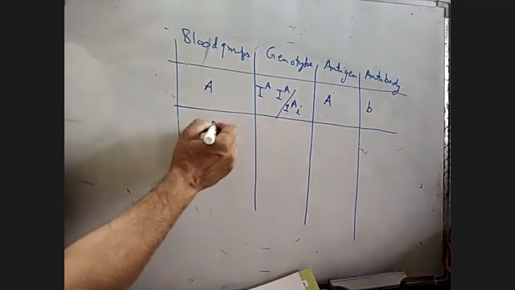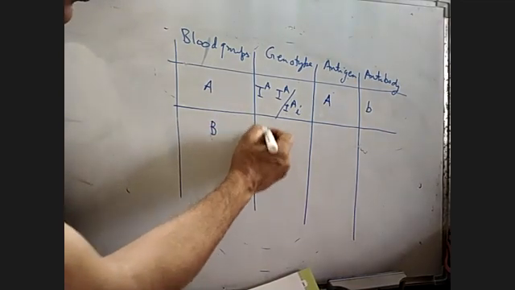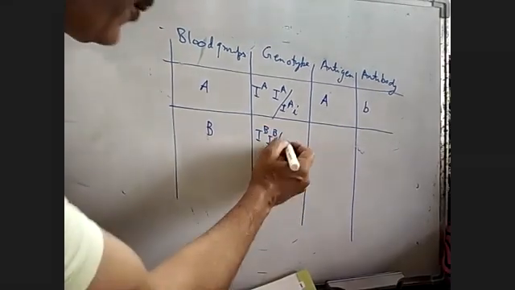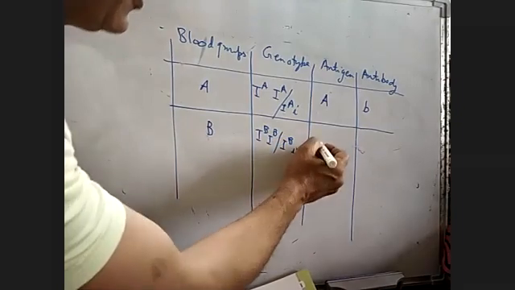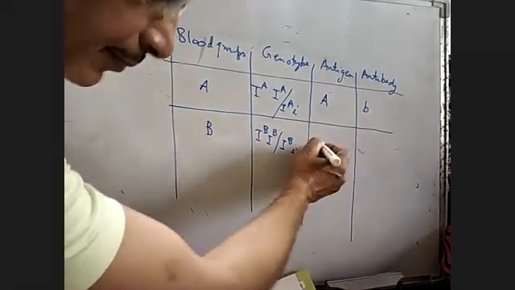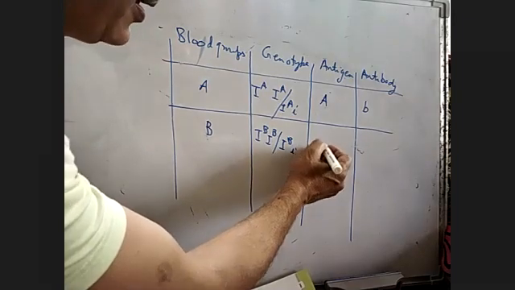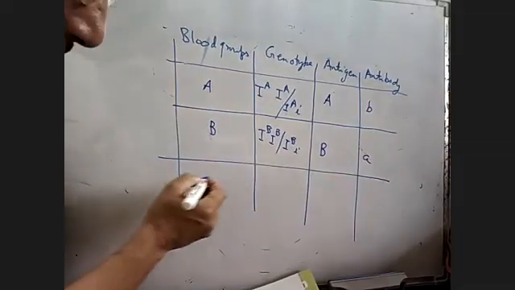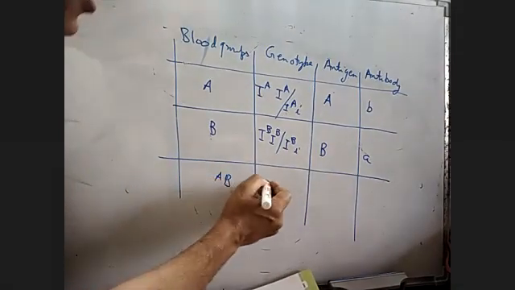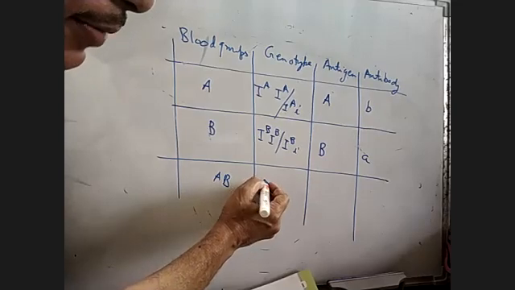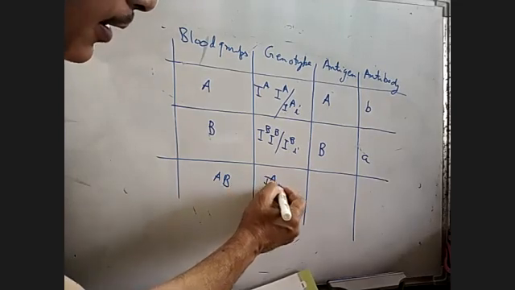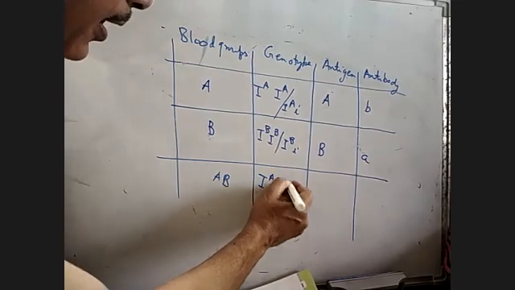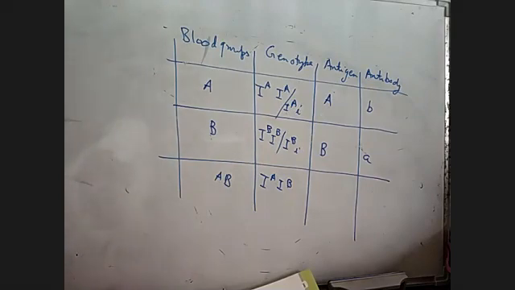Blood group B: the genotype will be IBIB, or we can write IBi. The antigen will be B, and the antibody will be small a. Then we go to blood group AB. The genotype will be IA IB.